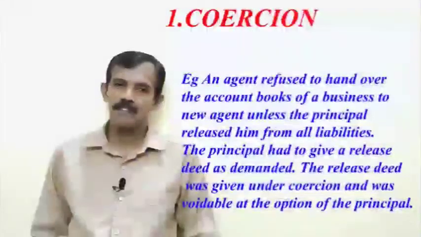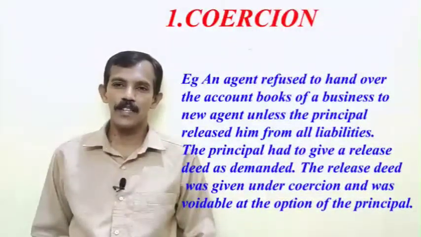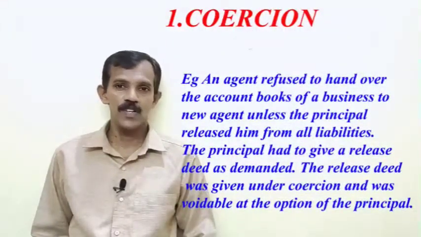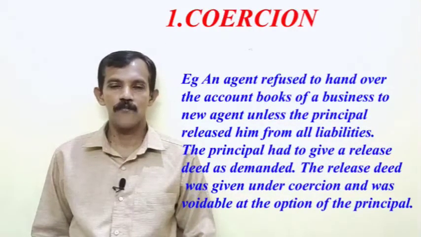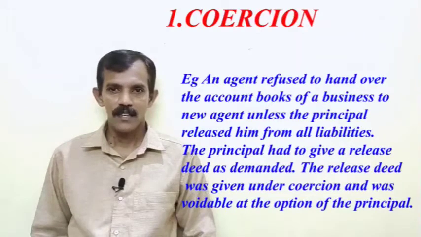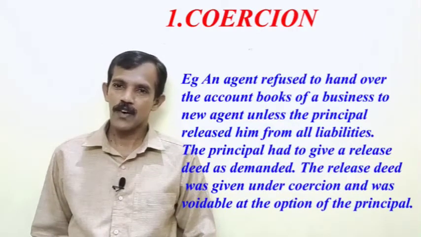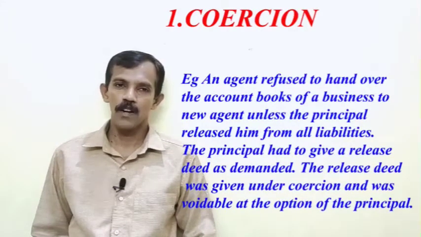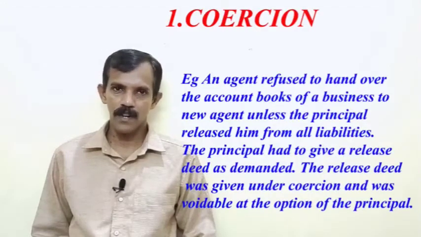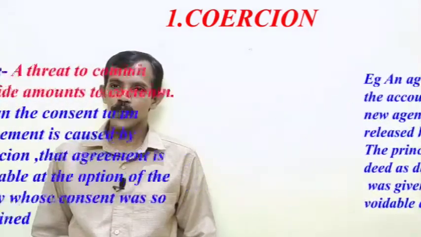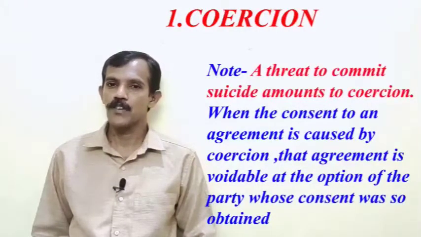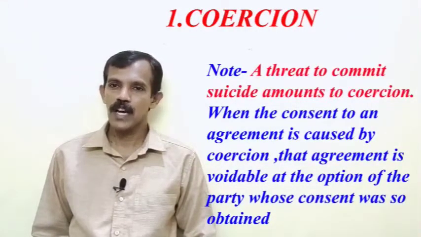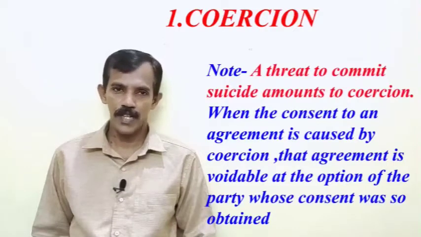For example, an agent refused to hand over the account books of a business to a new agent unless the principal released him from all liabilities. The release deed was given under coercion and was voidable at the option of the principal. A threat to commit suicide amounts to coercion. You people have to note this point.